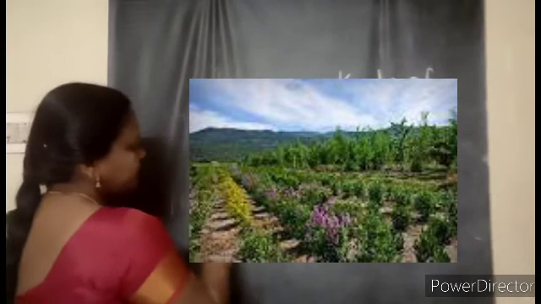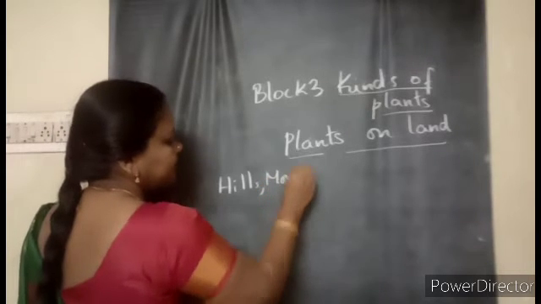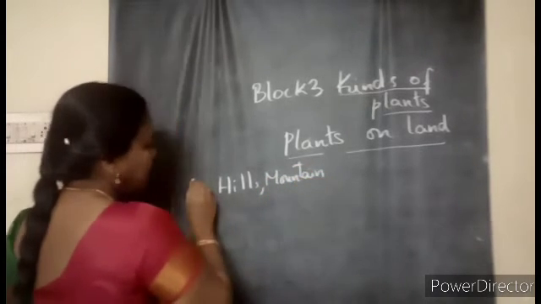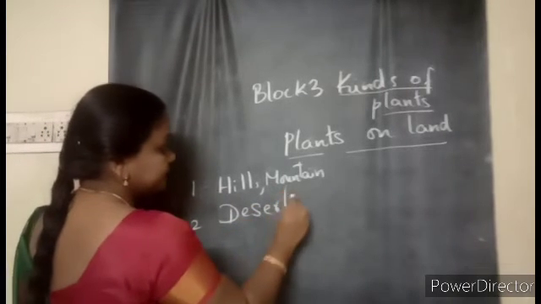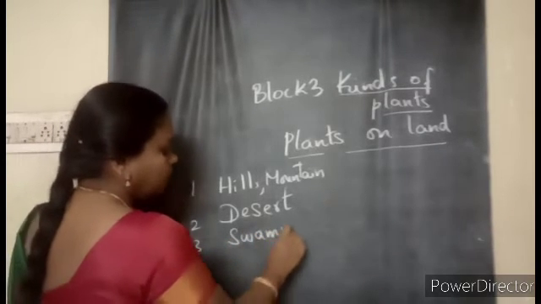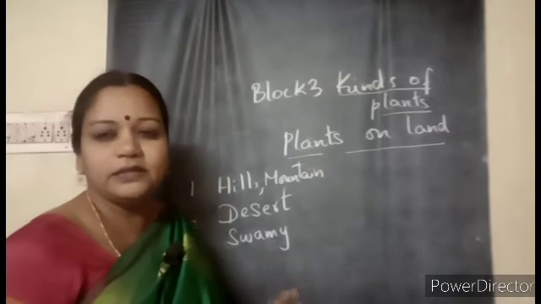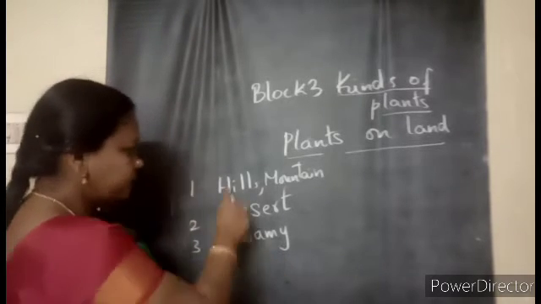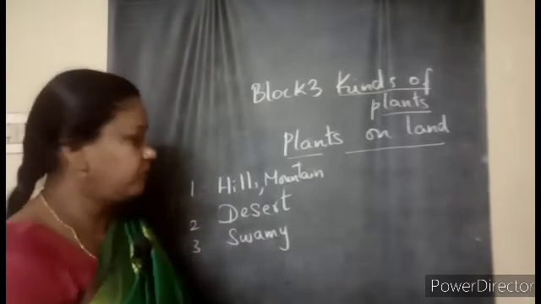So on the land we can find different types of plants, but they differ. Now first we'll take hills and mountains. In some places the land is found as hills or mountains. Sometimes we see the land as desert areas. Sometimes they are swampy, that is, all the time there is water and rain, and the soil is completely filled with water. So first we learn about these three, then we will move on to the other varieties of plants also.